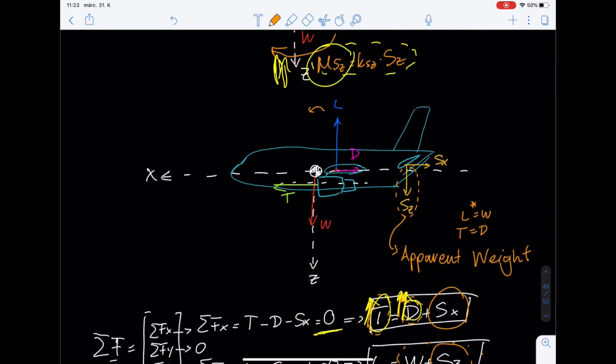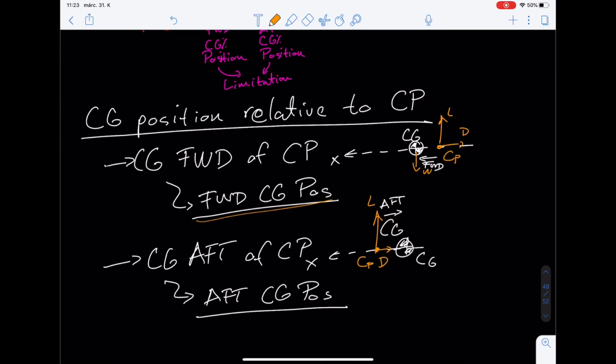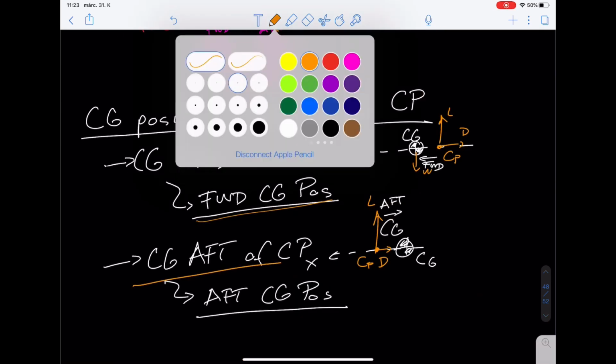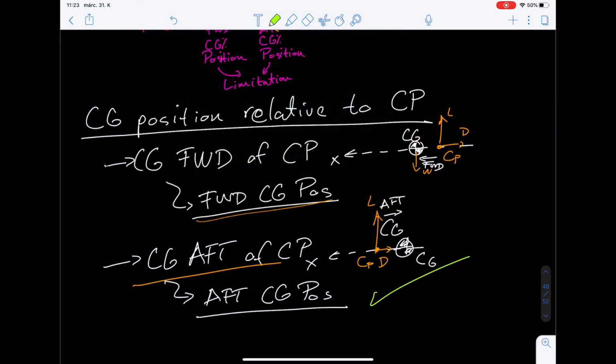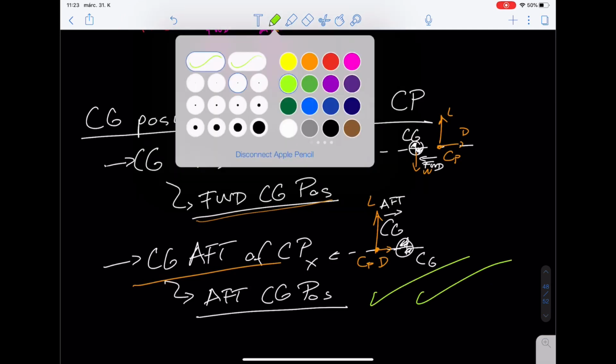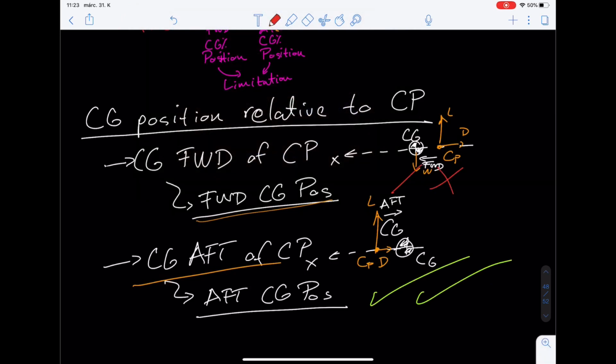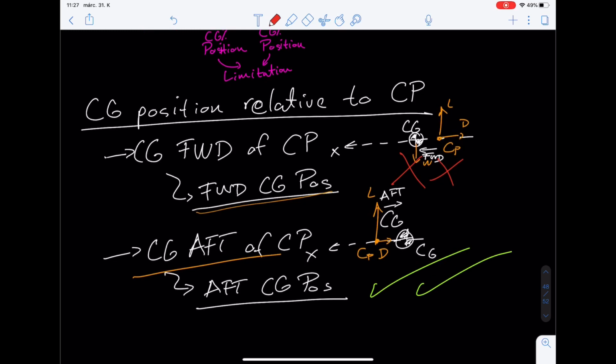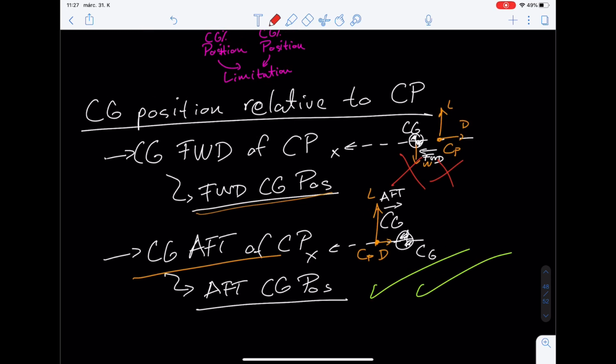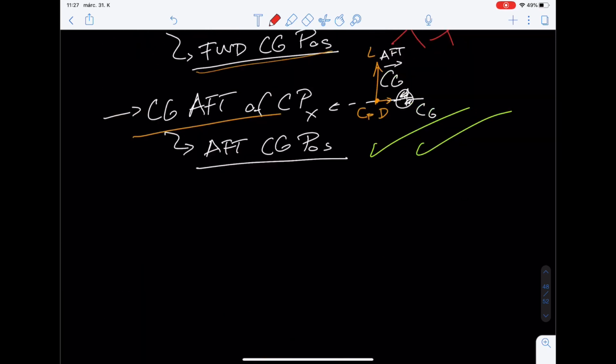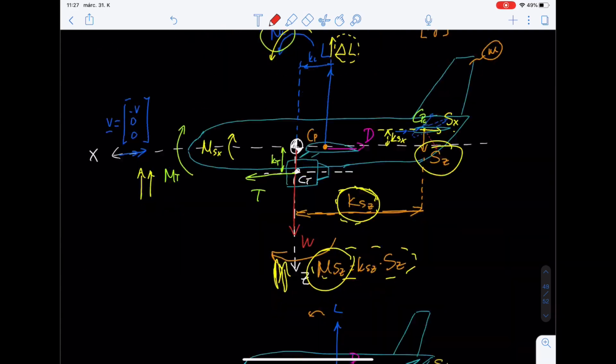So the aft CG position is essentially better for us than the forward CG position. Therefore we can see that an aft CG position from a performance point of view is working in our favor, and the forward CG position is working against us, despite being more stable.